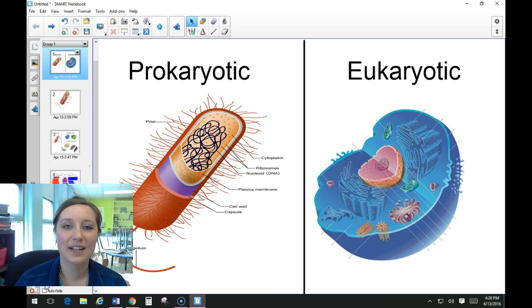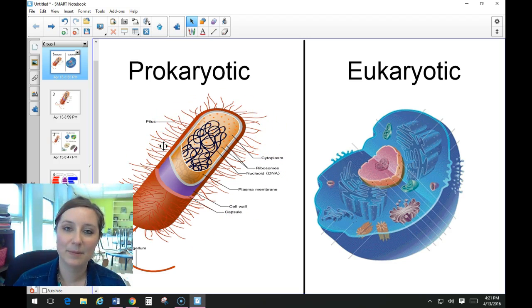Really, if you look, there are two big groups that we can place cells into. We can place them as prokaryotic cells, or they can be eukaryotic cells. What we're going to do today is look at the differences between the two cell groups and then also some of the similarities. And if we start off here, this is what a prokaryotic cell would look like.